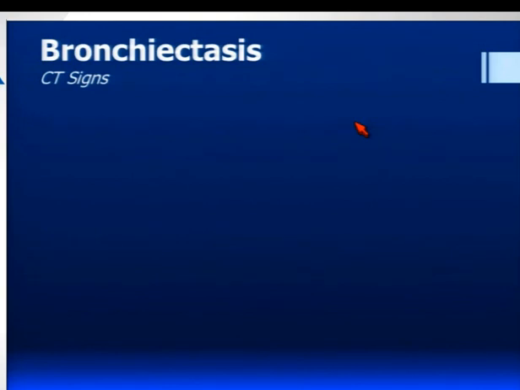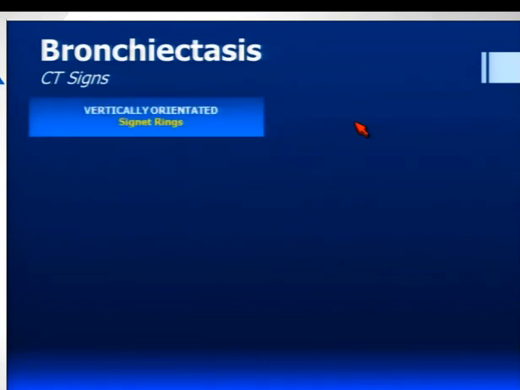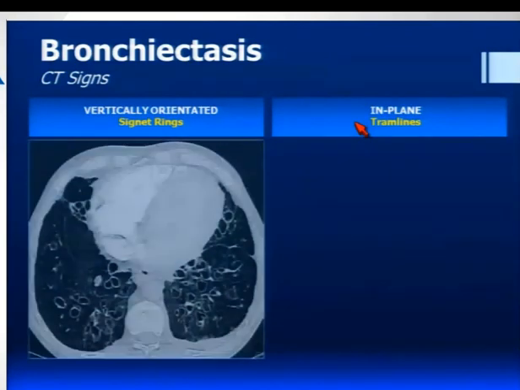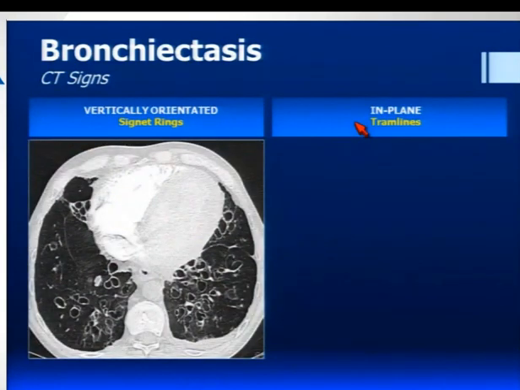a diagnosis of bronchiectasis. What are the signs that we look for on CT? Well, it depends on which airways we look at. Whether they are orientated vertical or perpendicular to the plane of the section, or whether we're looking at airways which are in the plane of the section. When we look at airways which are orientated perpendicular to the plane of the section, we look for the so-called signet ring sign.